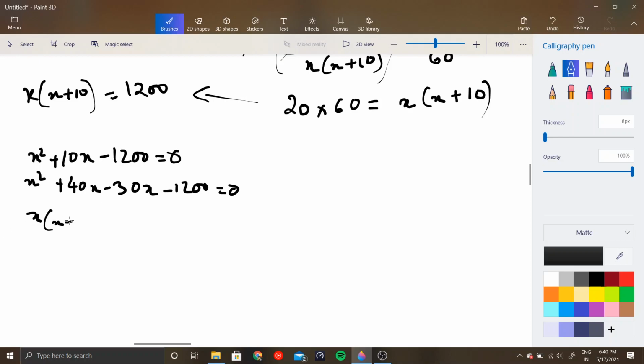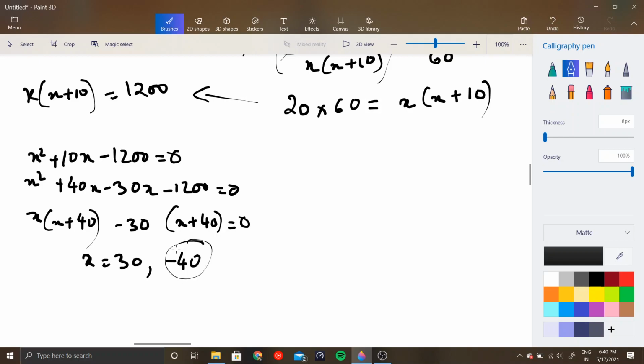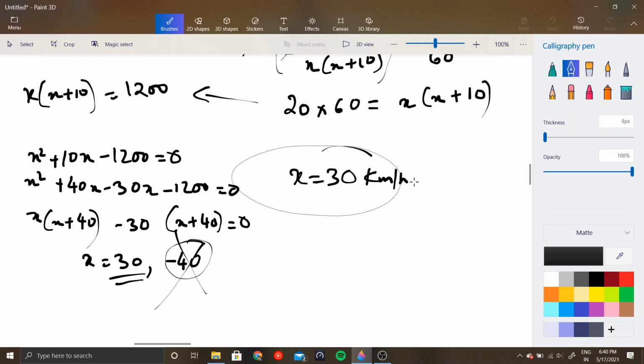x times x plus 40 minus 30 into x plus 40 is equal to 0. So x is either 30 or minus 40. Speed cannot be negative because you cannot move at negative speed. So basically x is equal to 30, right? x is equal to 30. He was originally moving at 30 km per hour.